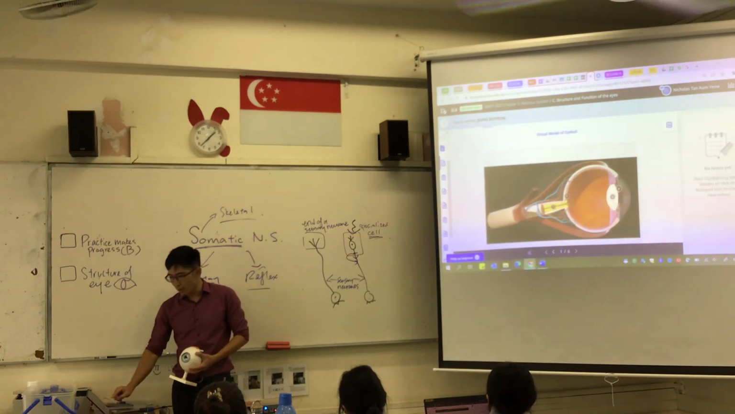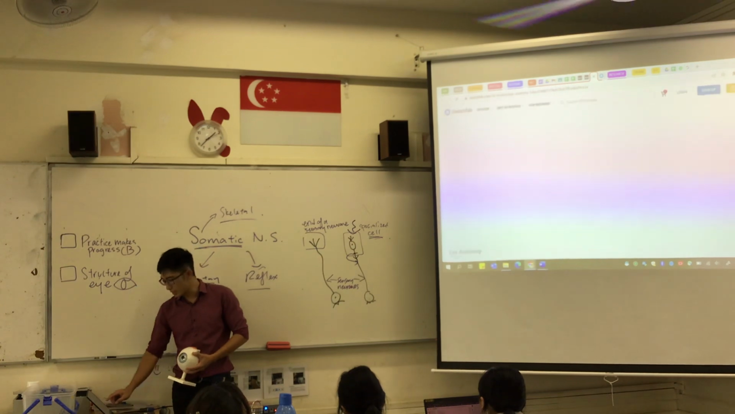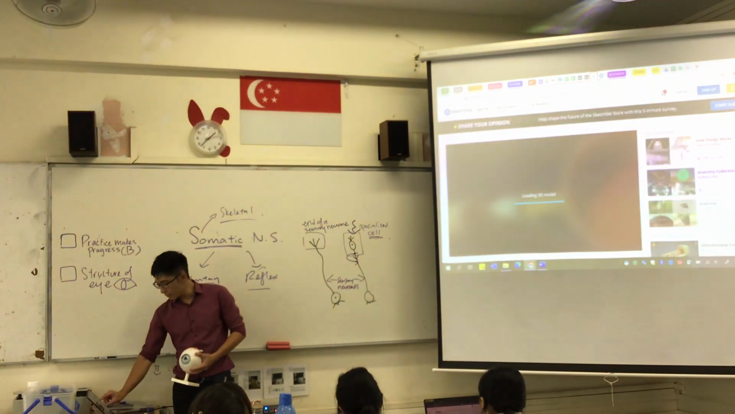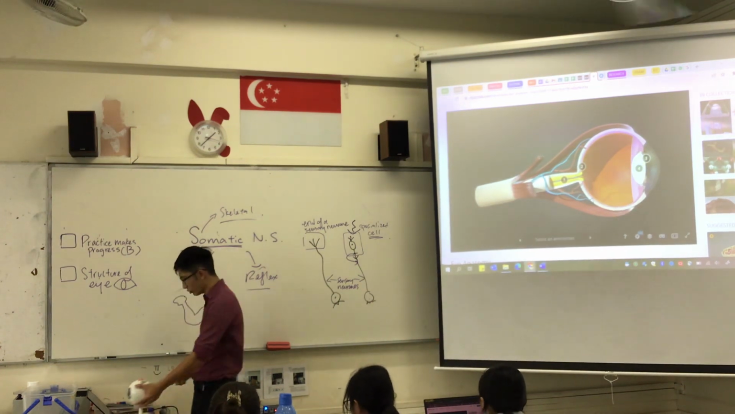Go to SLS and click on the virtual model of the eyeball, and this is what you will get. Please have this on standby so that you can move along with me. Let me introduce you to the parts of the eye.